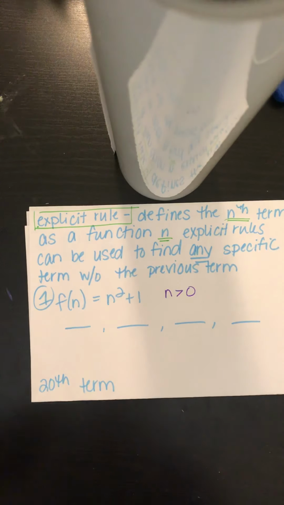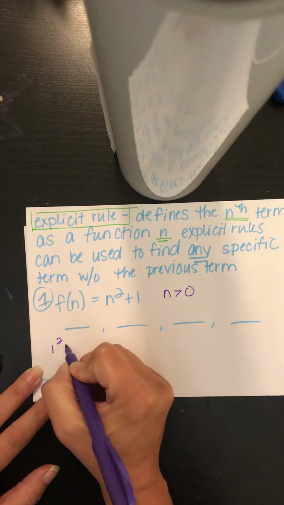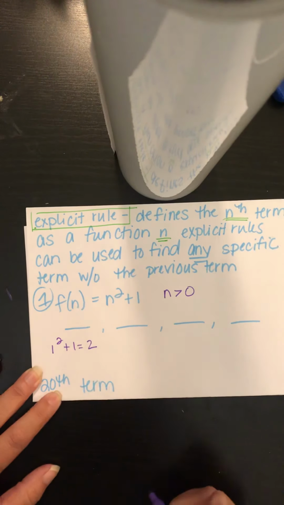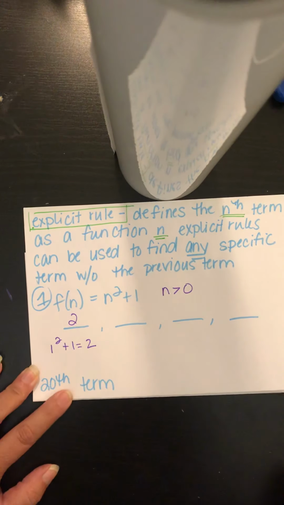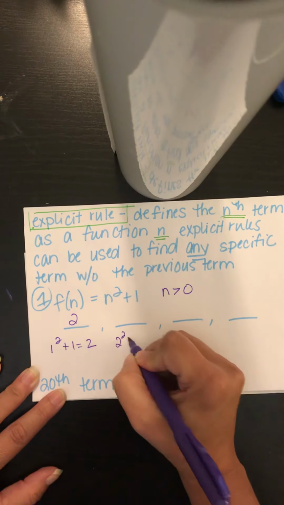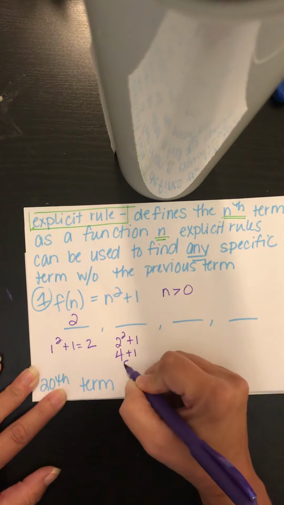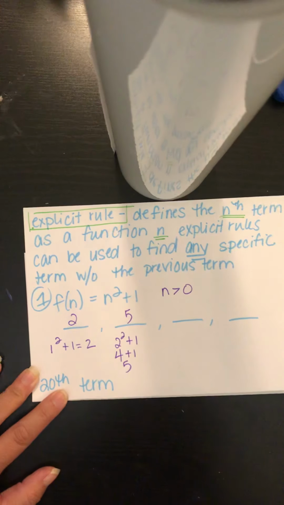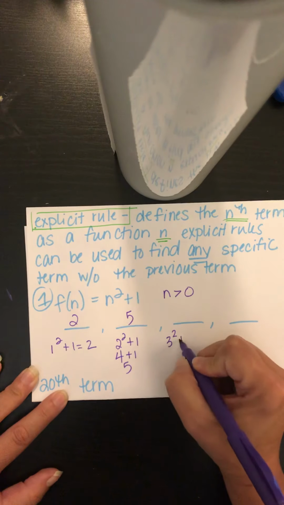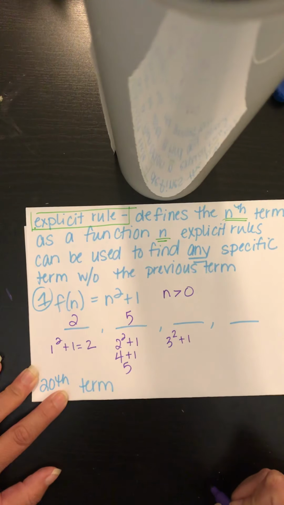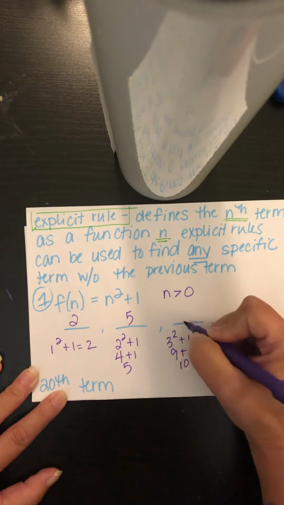So in this case, my first term will be 1. So when I plug in 1, 1 squared plus 1 gives me 2. Then my second term, I'm plugging in 2. 2 squared plus 1. 2 squared is 4. 4 plus 1 is 5. Then I'm plugging in 3. 3 squared plus 1. 3 squared is 9. 9 plus 1 is 10.